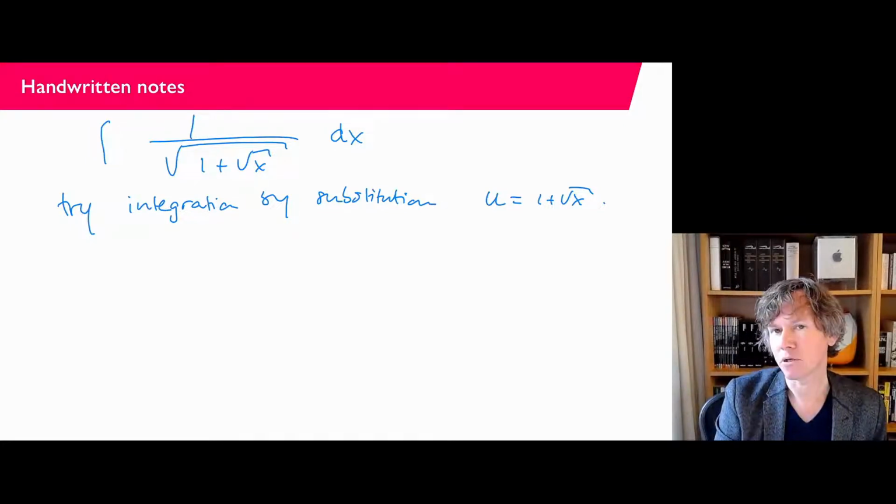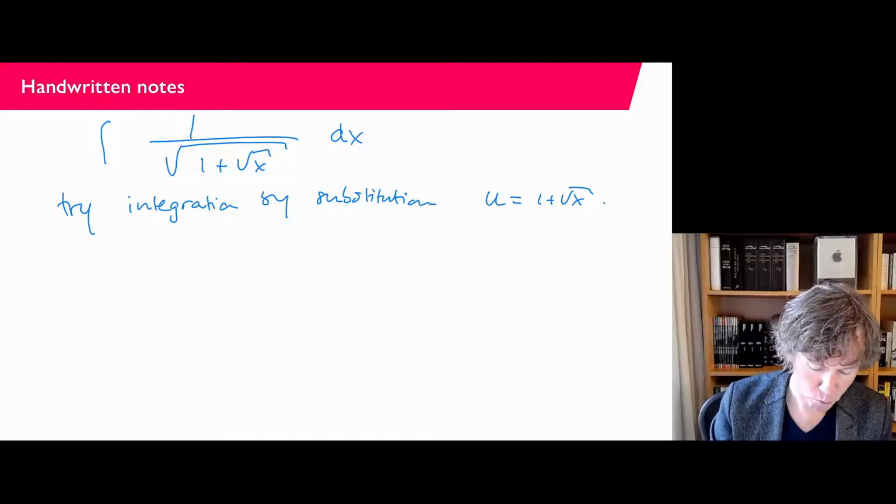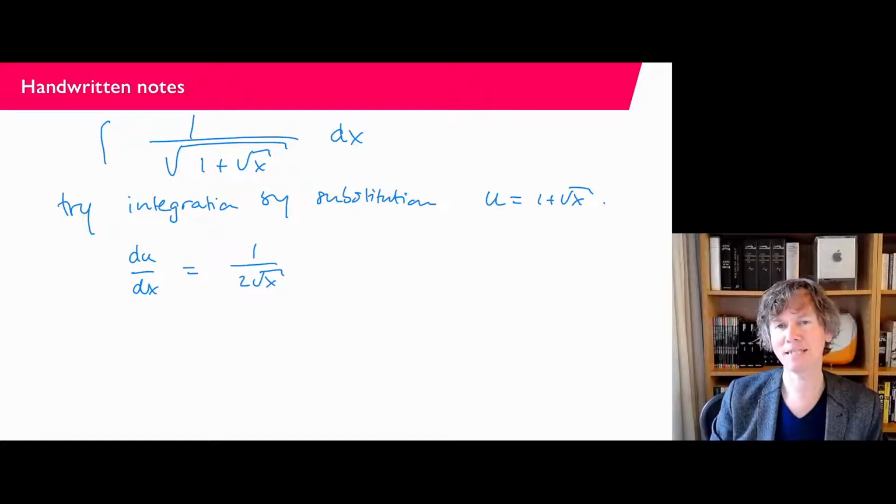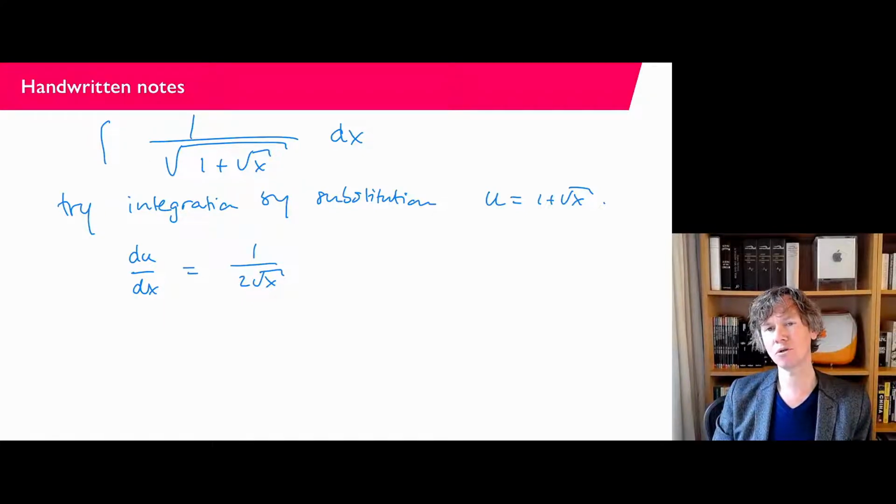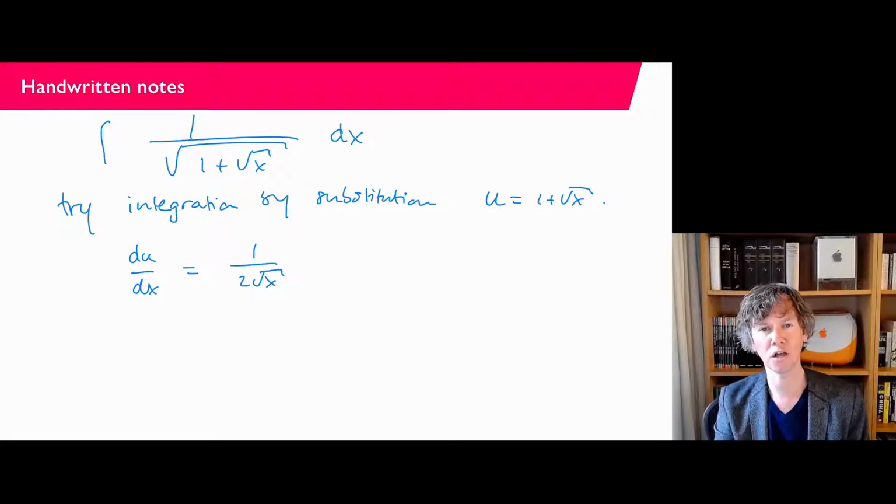But the dx part is not immediately clear here, because what we have is that du/dx, if you differentiate, well, that's 1 over 2 times the square root of x. And if you look in the original question, there is no square root of x there that we can use to get from dx to du.